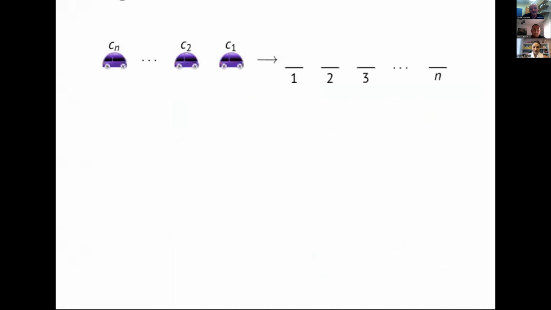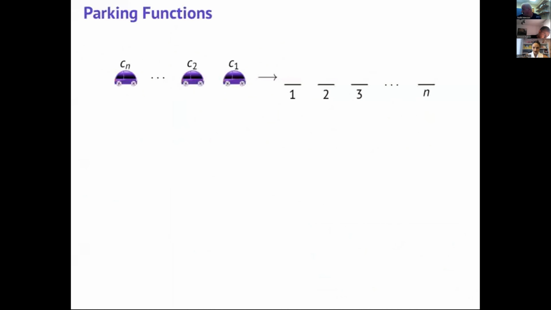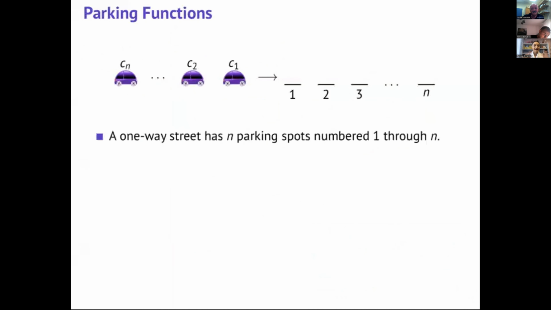So what is a parking function? Okay. So it's this scenario. Imagine that you have a queue of cars. So you have car 1 all the way to car n entering a one-way street with parking spots numbered 1 through n. So the same number of cars as the number of spots.